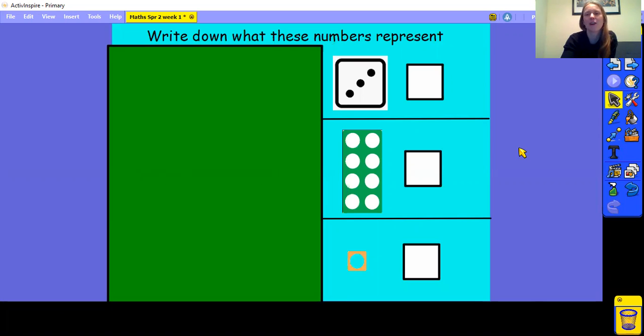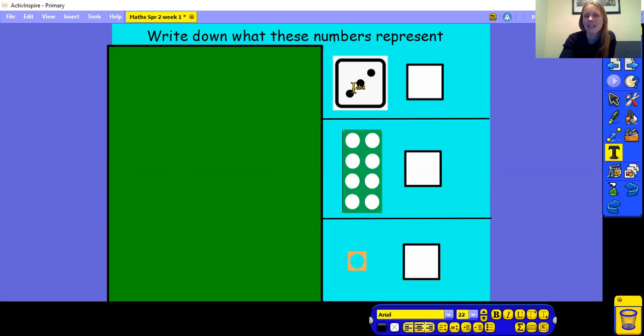Okay, now that you've had a go, let's do it together. Here I can see 3 dots. Is that what you saw too? Well done if it is.